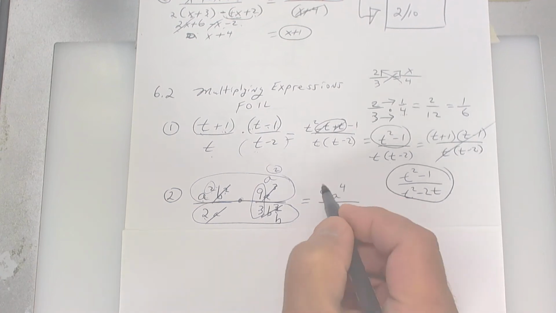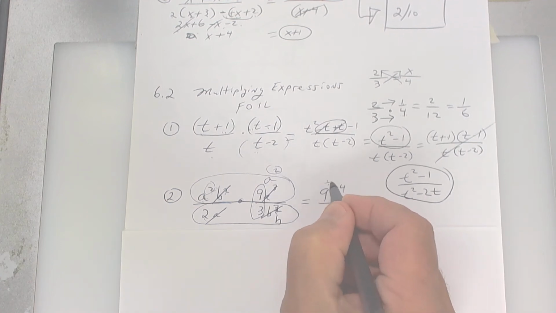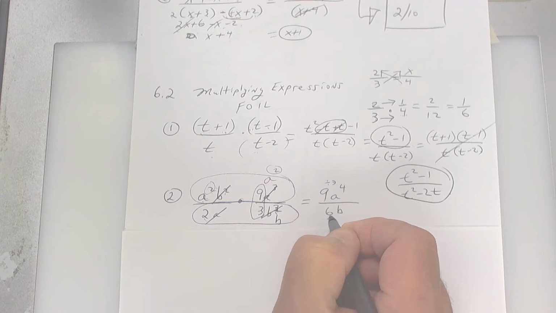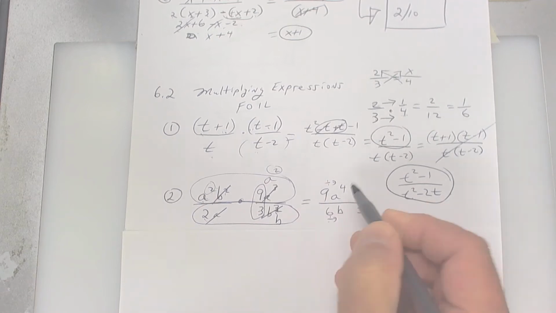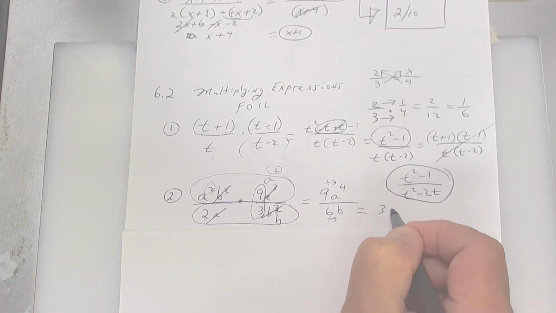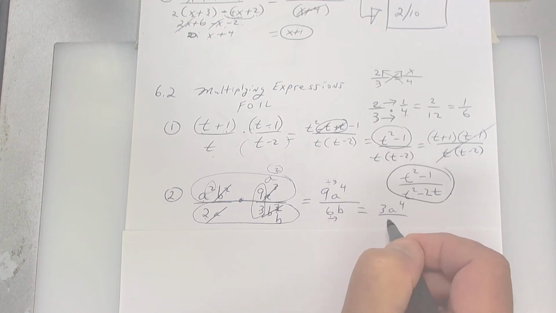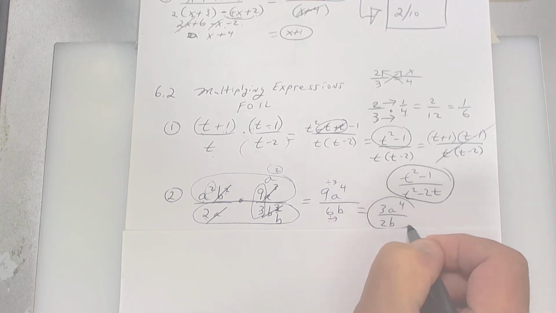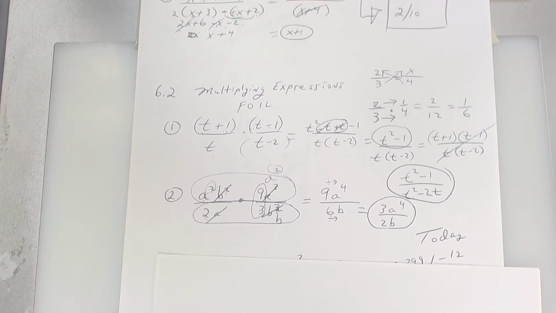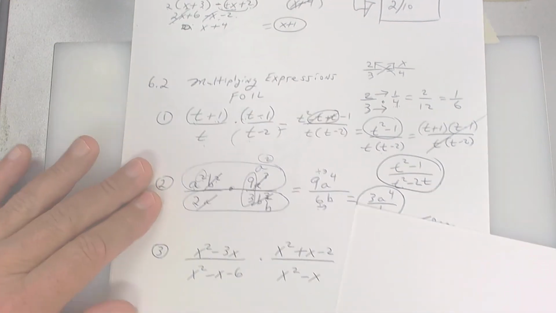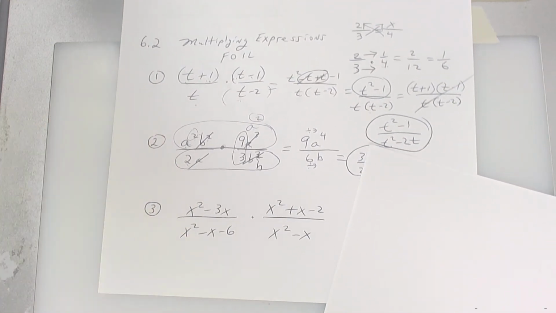Now looking at this, I could have reduced the 3 and the 9, but I didn't see it till right now. So I'm going to divide by 3, and when I divide by 3, I can reduce it further. So 9 divided by 3 is 3. So I get 3a to the 4th over 2b, or not 2b. And there it is. All right, we're getting close. We're going to do one more here, so copy that one down.